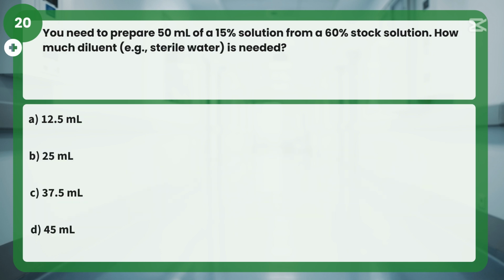Question 20. You need to prepare 50 milliliters of a 15% solution from a 60% stock solution. How much diluent, e.g., sterile water, is needed? A. 12.5 milliliters. B. 25 milliliters. C. 37.5 milliliters. D. 45 milliliters.